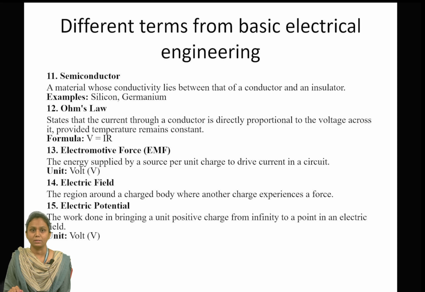Next one is semiconductor. A material whose property lies between conductor and insulator is known as a semiconductor, and examples are silicon, germanium, etc. Next one is Ohm's law. We have already seen this in our previous lecture, but I will repeat it. It states that the current flowing through a conductor is directly proportional to the voltage across it, provided that the temperature remains constant, and the formula for it is V equals IR.